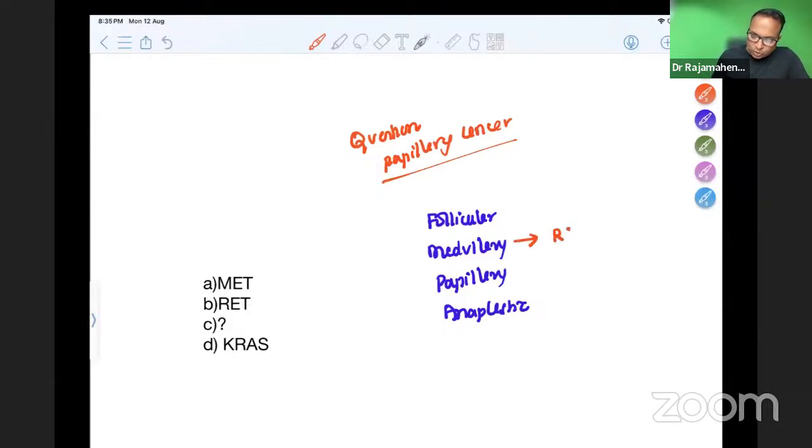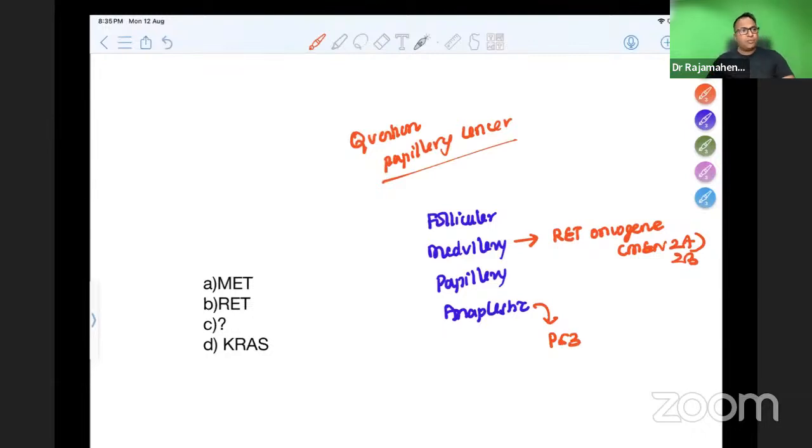Medullary cancer is due to RET oncogene mutation. RET oncogene mutation is nothing but MEN2A and MEN2B syndrome. Anaplastic cancer, this is very important.